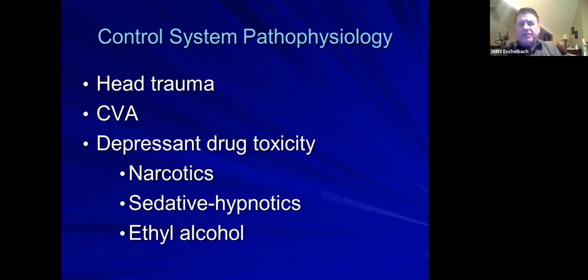Control system pathophysiology, meaning that some other system prevents you from that autonomic reflex. Head trauma is common. If you get hit in the head hard enough, some people will stop breathing. Stroke, you'll have poor respiration due to stroke, or depressant drugs. We know that people stop breathing with too much narcotics. That's why Narcan is used as a means of treating narcotic overdose. Sedative hypnotics are also possible, or alcohol in high enough concentration. Alcohol can cause a depressed respiratory drive.